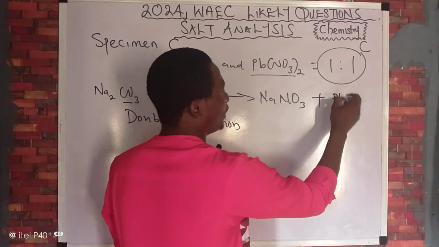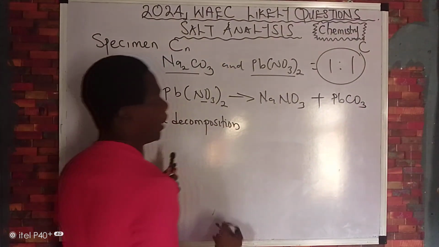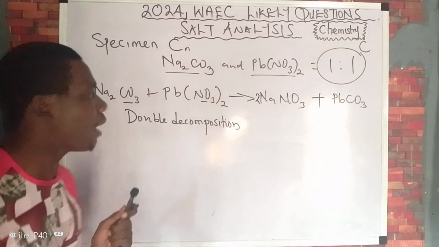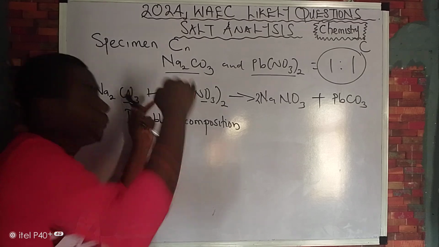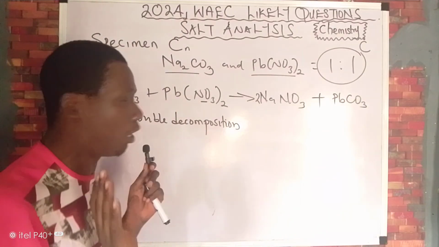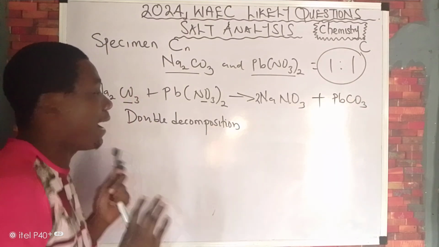So you have PbCO3. This is what you have. You can balance the equation, okay? Now watch this very well. That is to say, this specimen that contains this and this mixed together will react by itself. They will react spontaneously by themselves.